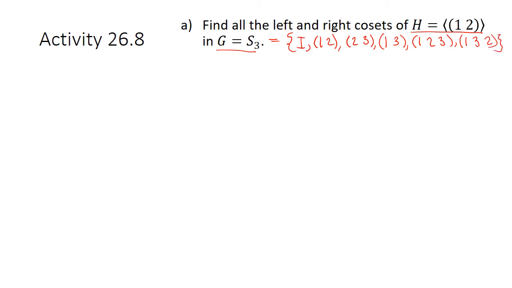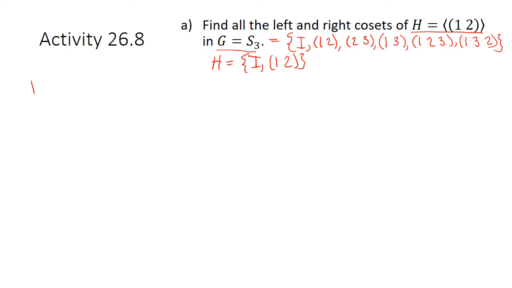And we're just going to find all of the left and right cosets of this H. So let's define what H is. H is going to be the identity and the transposition that swaps 1 and 2, because that is its own inverse, so there don't need to be any other elements in there. We're going to go through all of the elements in G and multiply them on the left and the right by H and see what we get.